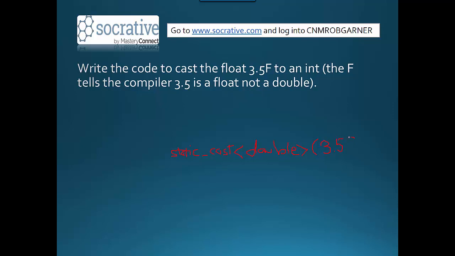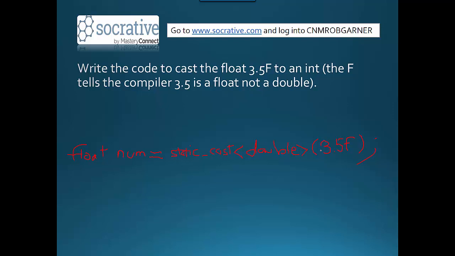So we'll put 3.5, and to make sure that that literal is interpreted as a floating point number, we'll put f, and then we'll use the assignment operator to pass that into a variable. So we'll need some kind of a float. And then of course we need a semicolon. So we're going to use static cast double 3.5f into a double, and then it'll be stored in num.